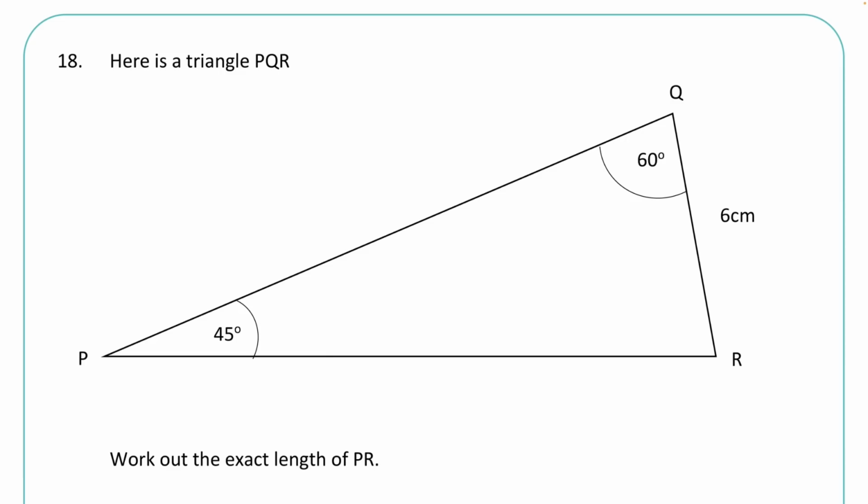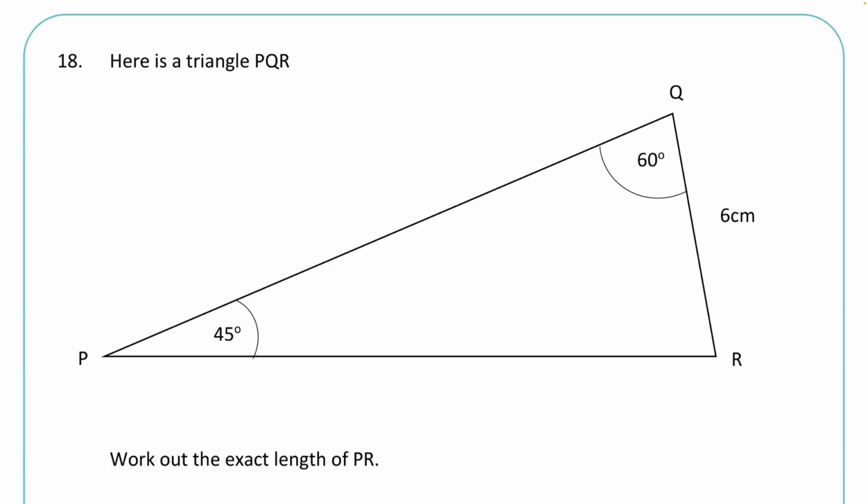Okay, so in this question it says here is a triangle, PQR, and we can see the triangle there. We've got 2 of the angles and the length of 6. And it says work out the exact length of PR. Now, of course, questions like this, hopefully you've seen previously, are ones that you would normally expect to see on a calculator paper, but end up appearing on a non-calculator paper.